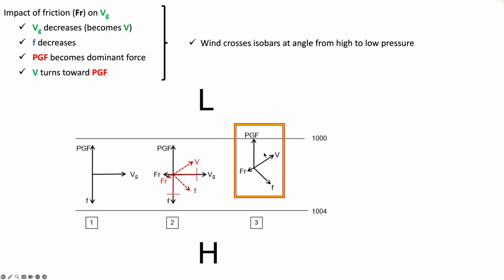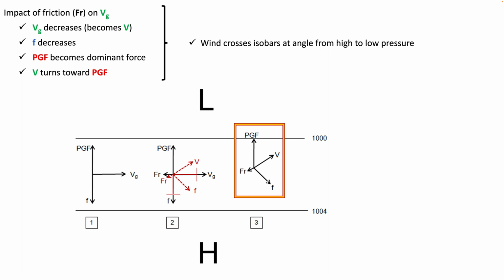Now, the degree to which the wind crosses the isobars at an angle from high to low pressure depends on a lot of different details, not least of which is the magnitude of friction. So friction is actually pretty small over ice and bodies of water where things are relatively smooth, whereas you can imagine in mountain ranges and heavily forested areas, friction is much larger. So there's no perfect angle. There's no set angle at which the wind crosses the isobars.